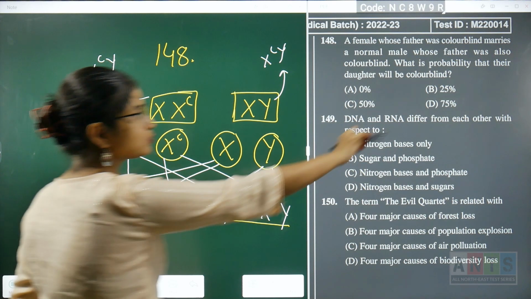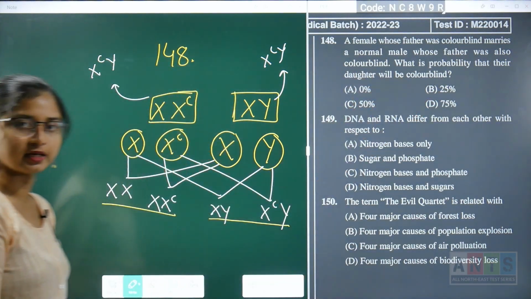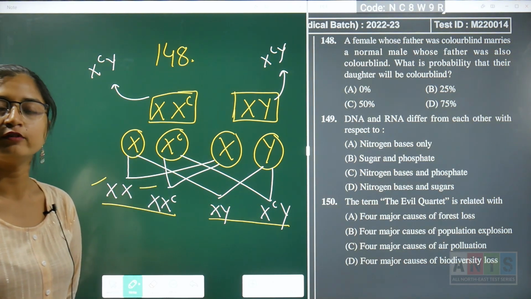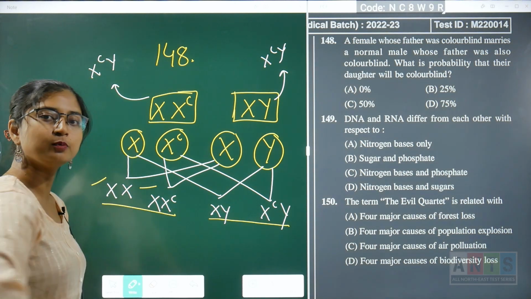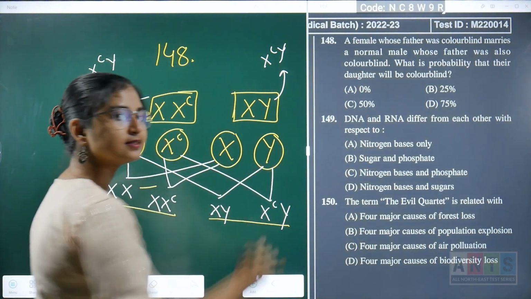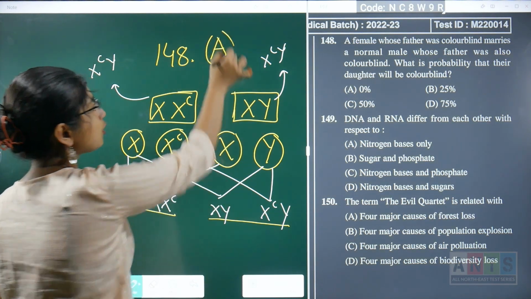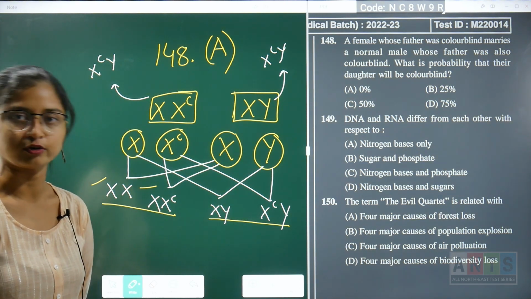Now the question asks us, what is the probability that their daughter will be colorblind? Any of these daughters you pick up, none of them are ever going to be colorblind. So the probability of having a colorblind daughter is going to be what? 0. So question number 148, the correct answer is option A. 0% probability of having a colorblind daughter.